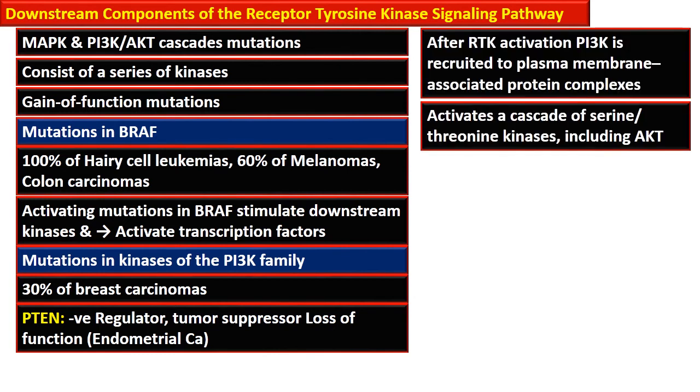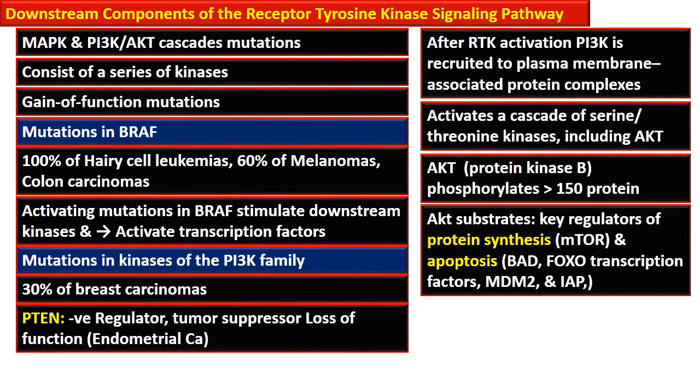After receptor tyrosine kinase activation, phosphatidyl inositol 3 kinase is recruited to the plasma membrane, and with its associated protein complexes, there is activation of a cascade of serine threonine kinases, including AKT. AKT is also termed as protein kinase B that phosphorylates more than 150 proteins. There are many substrates for the AKT. The substrates are key regulators of protein synthesis, mTOR and apoptosis, BAD, FOXO transcription factor, MDM2 and IAP.